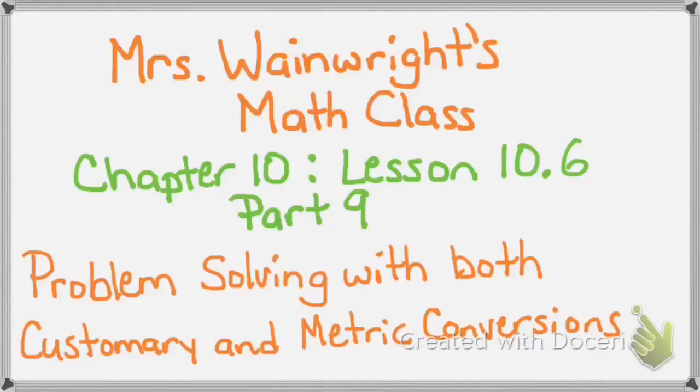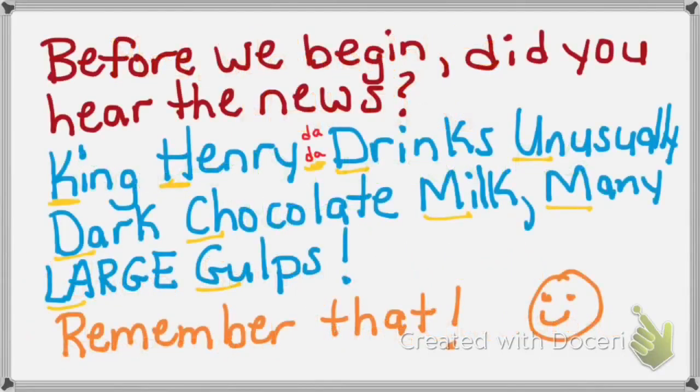This is Mrs. Winnert's math class, Chapter 10, Lesson 10.6, Part 9, Problem Solving with both customary and metric conversions. But before we begin, did you hear the news? King Henry drinks unusually dark chocolate milk, many large gulps. Remember that sometimes for this lesson.